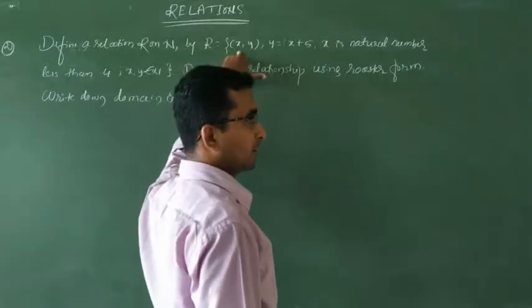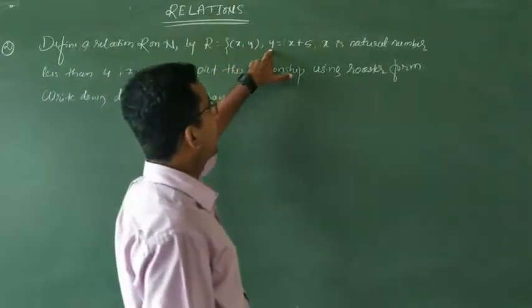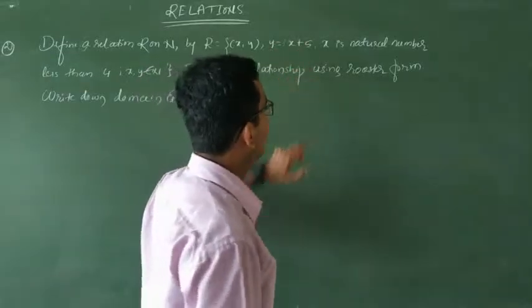The second example I am going to solve first. Later I will take down the first one. This is the second example. In it, the relation is defined on the set of natural numbers, and that relation is nothing but the ordered pairs x comma y.